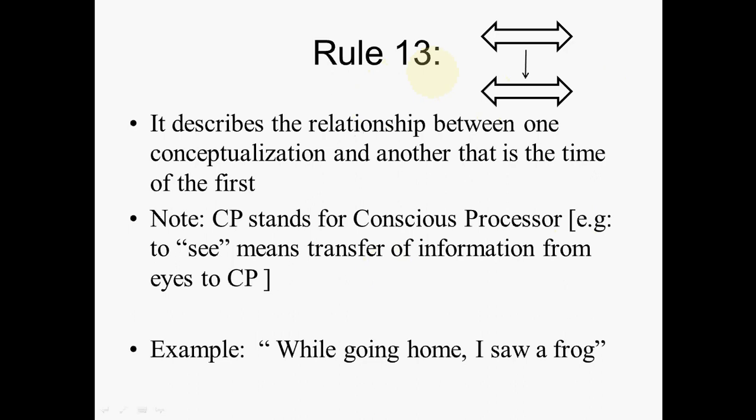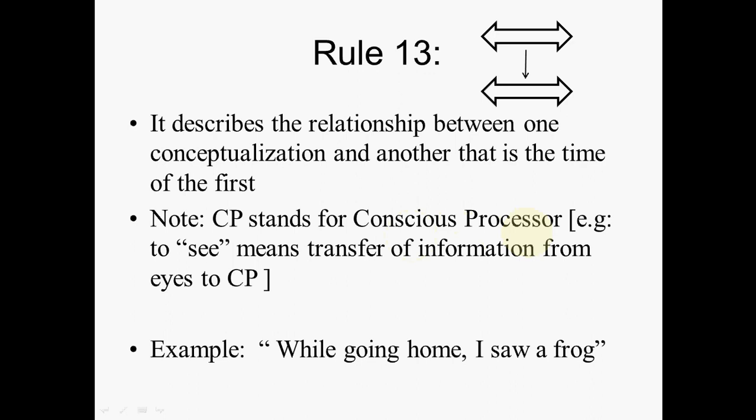Now this rule describes the relationship between one conceptualization, the first conceptualization, and another that is occurring in the time of the first. So it describes the relationship between one conceptualization and another which is occurring in the time of the first one. Okay. Now note that we are going to use one representation here, CP. CP stands for consciousness processor.